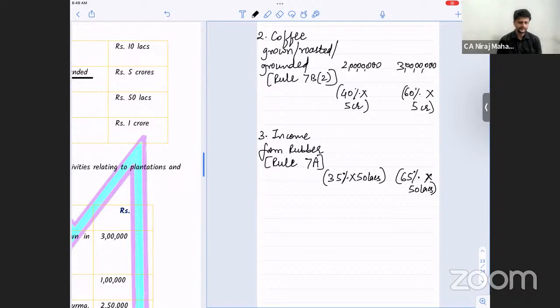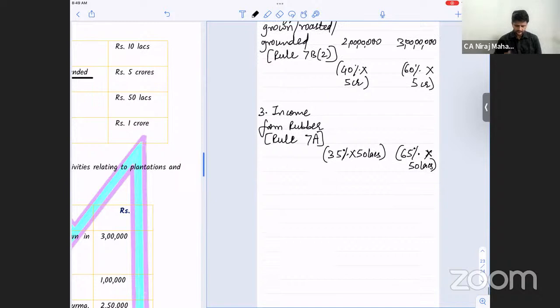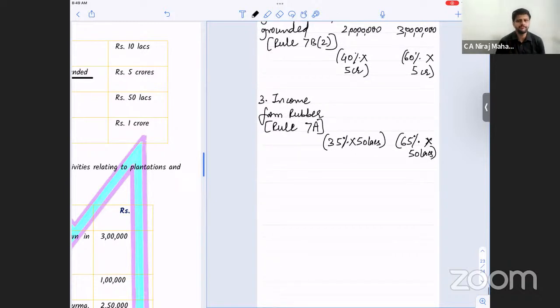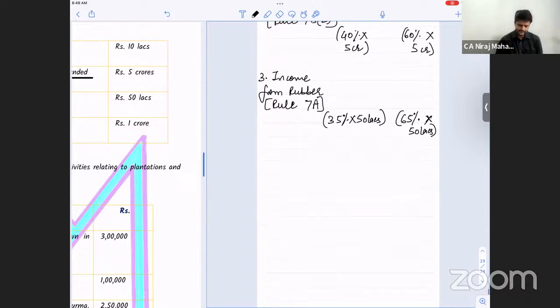We'll go ahead, everybody. Fantastic. This is how much? Half of 35. So it is 17.5. So 17 lakh 50,000. And half of 65 is 32,500, I think. So 32 lakh 50,000.